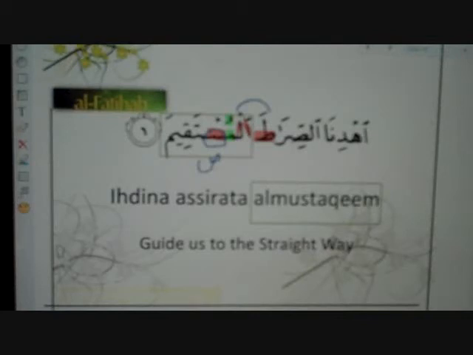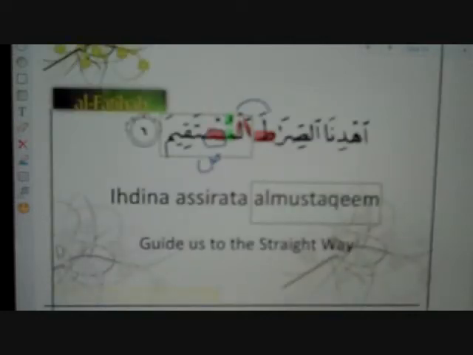So what we need to keep in mind here is that seen needs to be spread out. Sod is spread out as well, but as we mentioned in the previous slide, the sod is a heavy letter, whereas seen is not a heavy letter. So we have ihdina siratal mus, and we make the seen soft here. Mustaqim. And the vowel here is a kasra with a sukun on the seen.